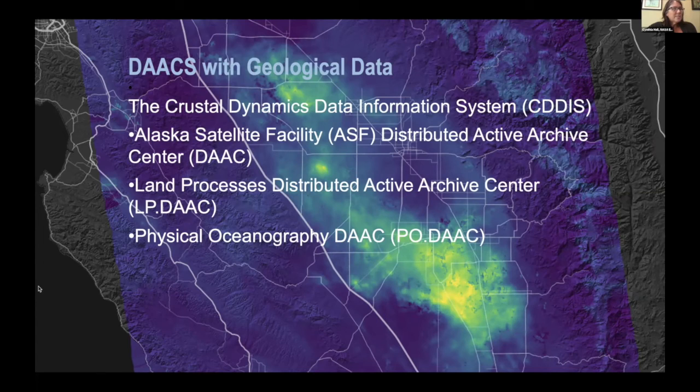The Land Processes, or LPDAC, is a partnership between USGS and NASA, and that DAC supports land data, remote sensing data collected by sensors. And these are mainly used by researchers studying land dynamics and environmental systems. And then finally, we have the Physical Oceanography, or PODAC, which hosts all of our ocean data.